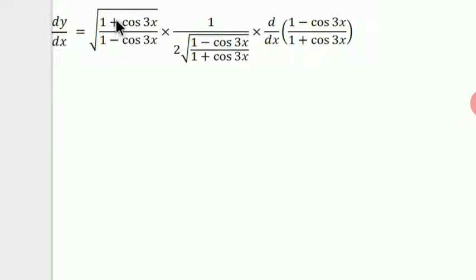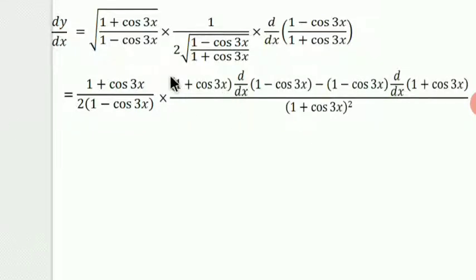So here square root into square root, same term. So it is the term inside the square root. It is equal to (1 plus cos 3x) upon 2 times (1 minus cos 3x), multiplied by the derivative, by using the u upon v rule. What is the u by v rule? v into the derivative of u minus u into the derivative of v, divided by v square. So it is (1 plus cos 3x) into the derivative of (1 minus cos 3x) minus (1 minus cos 3x) into the derivative of (1 plus cos 3x), divided by (1 plus cos 3x) bracket square.